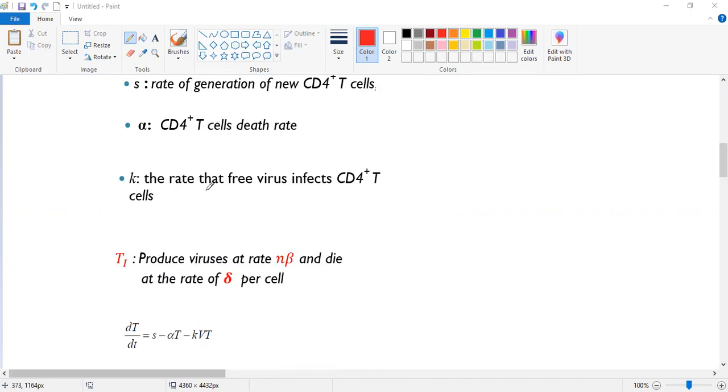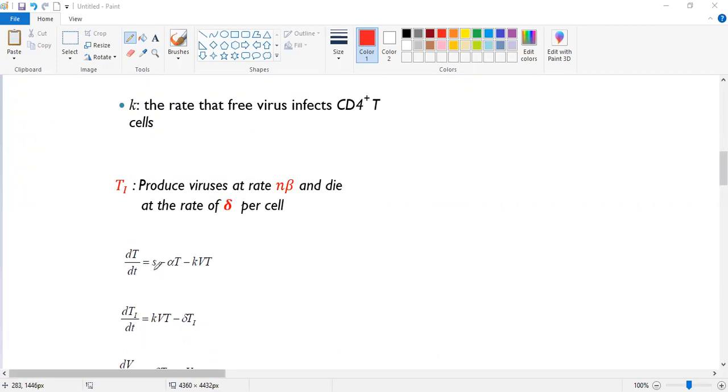And the rate at which the free virus infects the CD4 cells is K. So in the first equation we have the production of T cells, minus the natural death, and minus the cells infected by the virus at the rate K. This is the first equation.